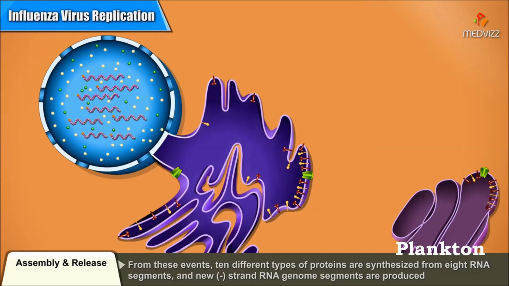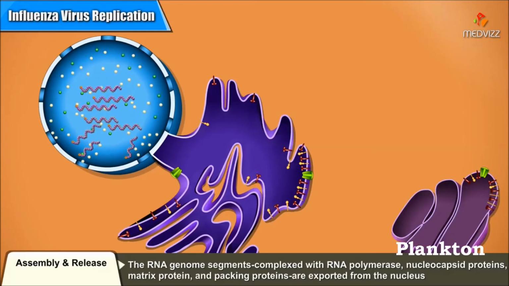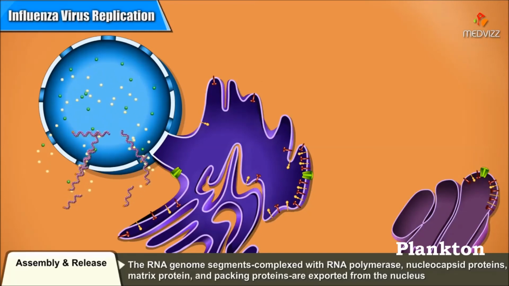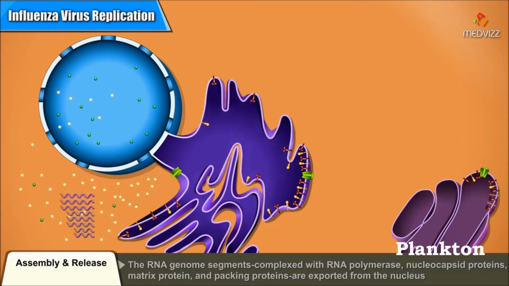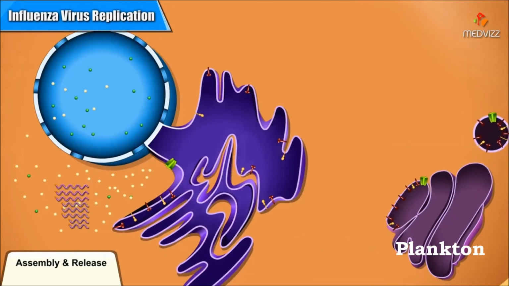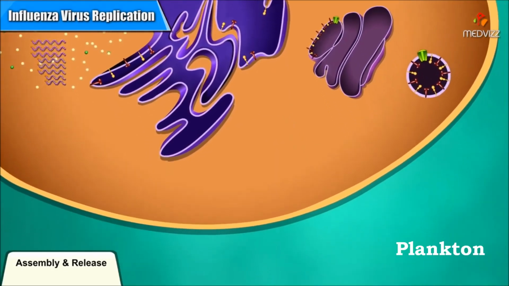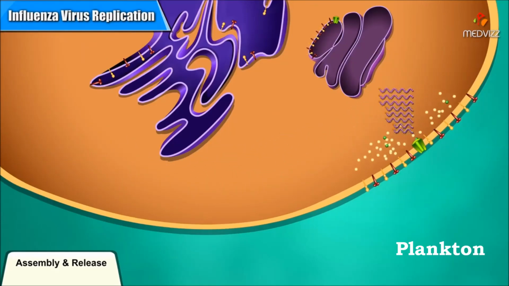are produced. The RNA genome segments, complexed with RNA polymerase, nucleocapsid proteins, matrix protein, and packaging proteins, are exported from the nucleus. The envelope proteins made on the endoplasmic reticulum move by transport vesicles from the endoplasmic reticulum to the Golgi apparatus, and finally to the plasma membrane. The RNA protein complexes are then packaged into progeny viruses as they bud from the cell membrane.